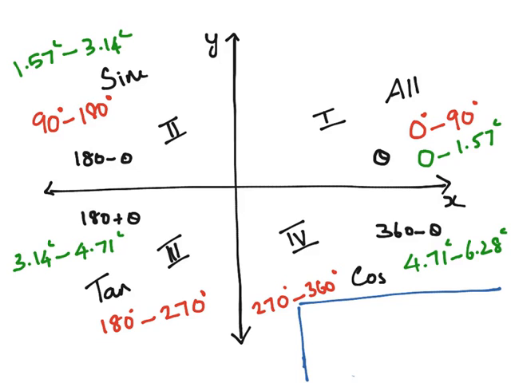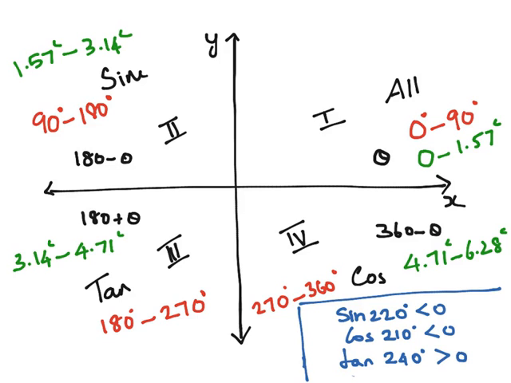Now in the third quadrant, only tan is positive. So let me take an angle in the third quadrant, above 180 and less than 270. Let's say I take 220. If I find sine 220 degrees, you will find that it will be a negative value. In the same way, if you find cos of, let's say, 210, again it will be negative. But if you find tan of, let's say, 240, you will find that it will be a positive value, right?